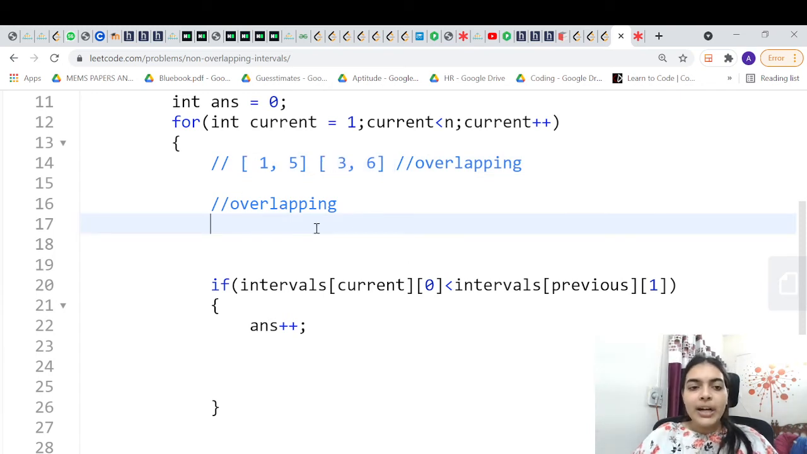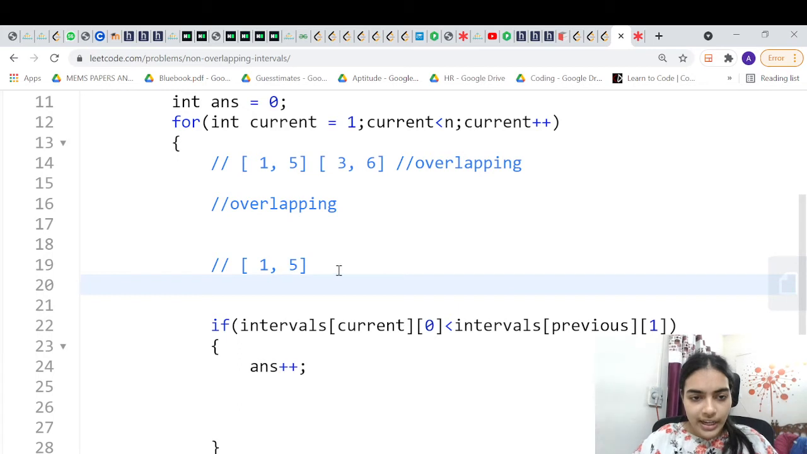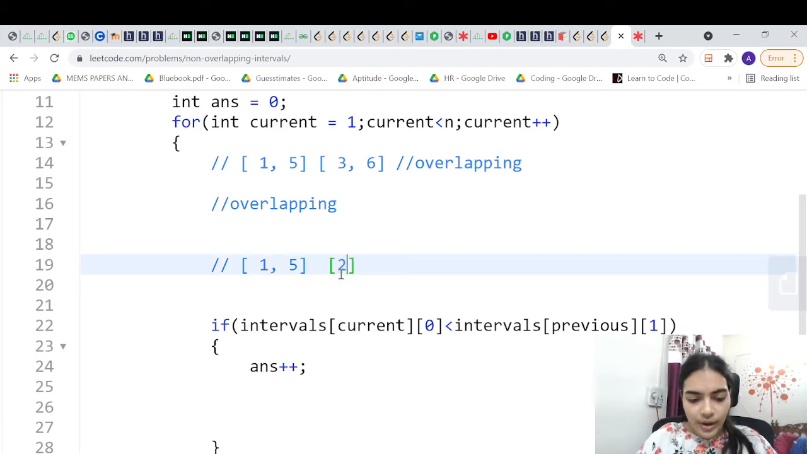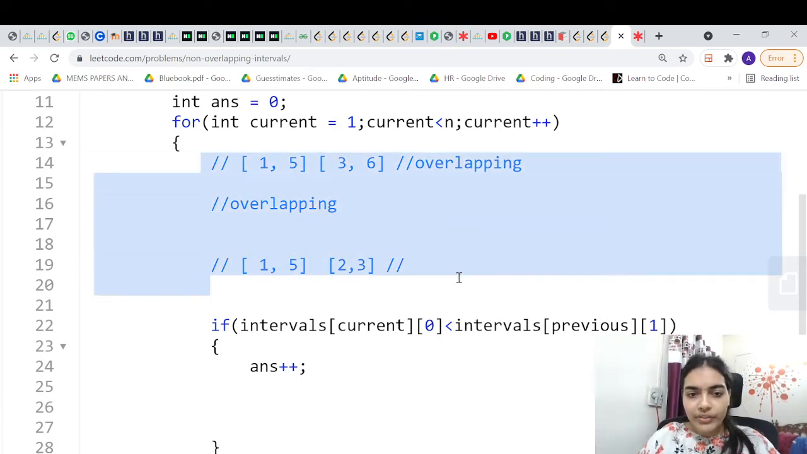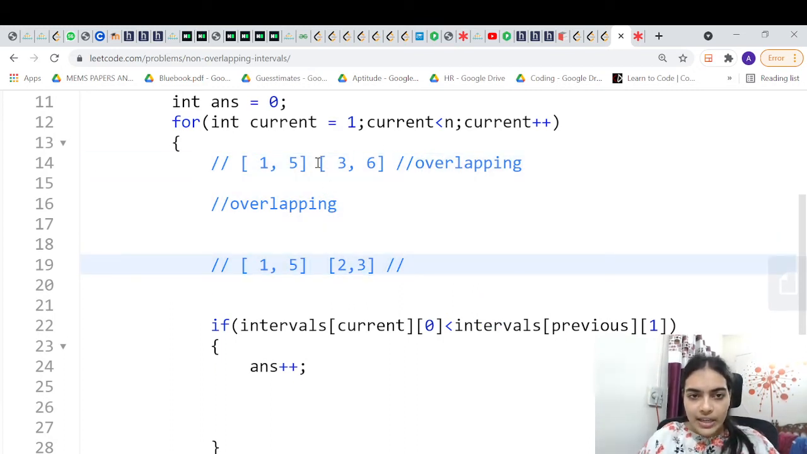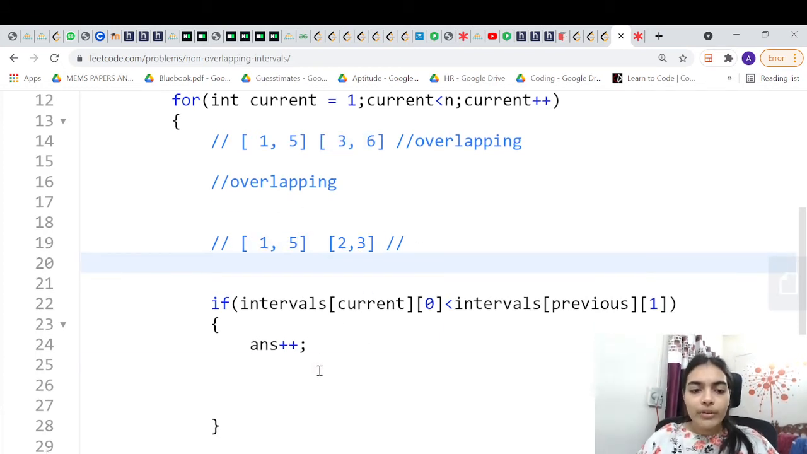Okay, but there can be another case, right? What was the other case? The other case was something like this. Suppose you have 1 5 and let's say you have something like 2 3. So 2 3 is a part of 1 5, right? So this was the other case which we saw. So in this case, which interval will you delete? You will delete 1 5. So we are having two different cases, right? In this case you would have deleted 3 6. In this case you will delete 1 5, right? So what will you do? How will you decide the two cases? How will you know which case it is?